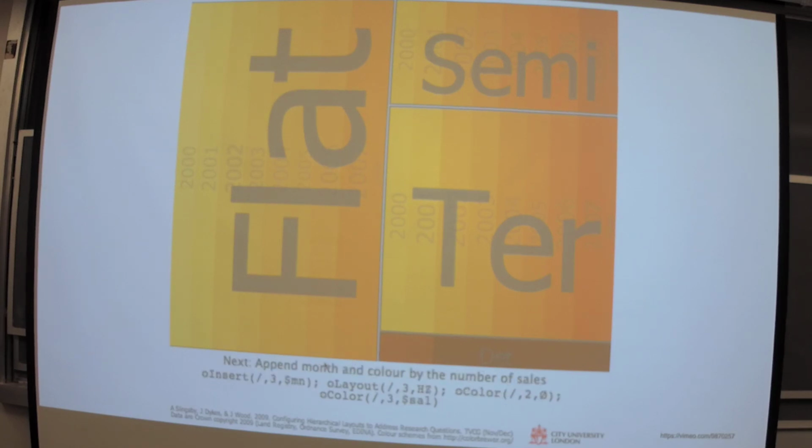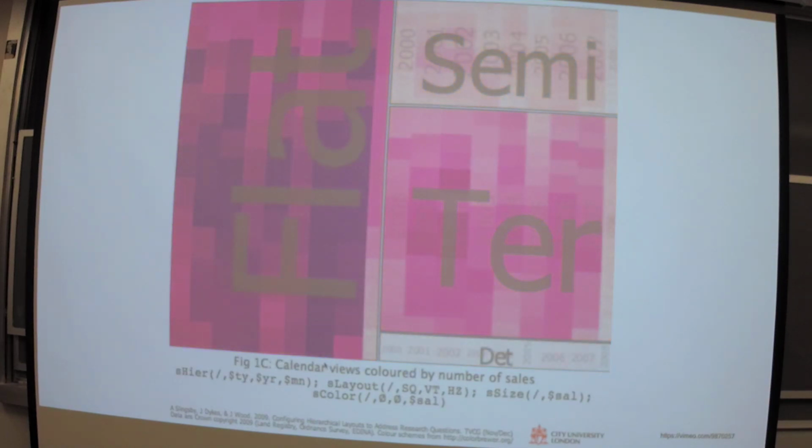To increase the temporal granularity, we will add month to the hierarchy. We also recolor to reflect the number of sales. We call these calendar views. Years are arranged from left to right and months from top to bottom for each year. Purple is used to show the number of sales, which appear to vary seasonally. We expect there to be spatial variation in these data, so we will now insert London Borough into the base of the hierarchy and use orange to show average price again.